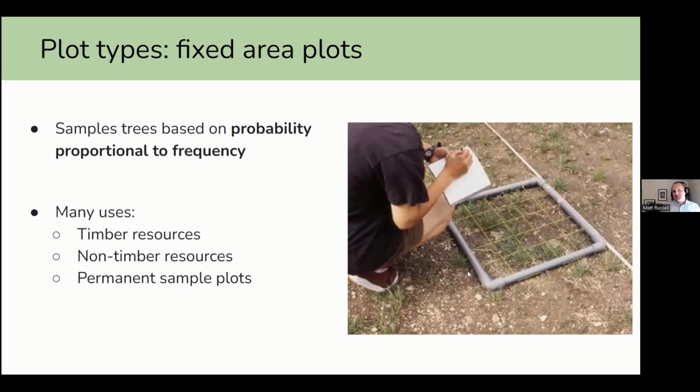This researcher looks like he's measuring maybe the cover of different grasses. This looks like a half square meter by a half square meter plot. This is a fixed area plot. It's of known dimensions, it's square in design, and they're calculating things like this all the time. These fixed area plots are really useful in timber resources and non-timber resources, and they're really good for permanent sample plots. Again, if you wanted to visit a plot again to measure the growth of the same trees on that plot, people use fixed area plots to do that.